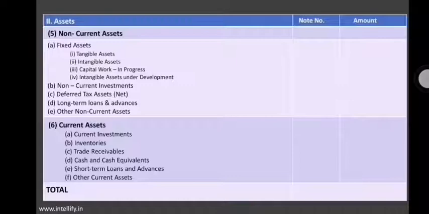Then cash and cash equivalents includes all your cash balances, bank balances, cheques, demand drafts, and then you need to take the grand total of the asset side. And children, as you are preparing the balance sheet, it goes without saying that the asset side total will be equal to your liabilities side total.